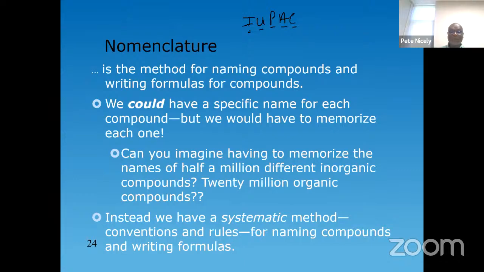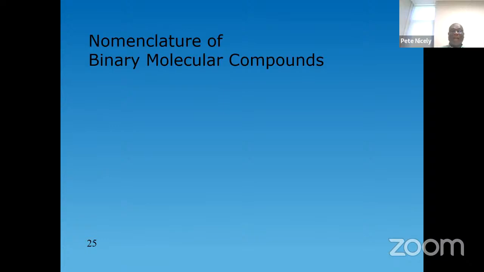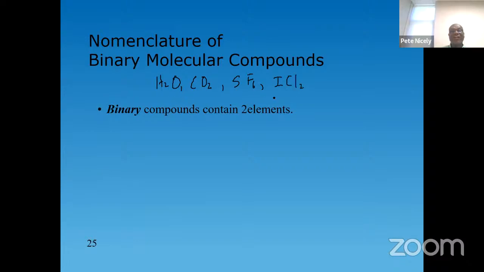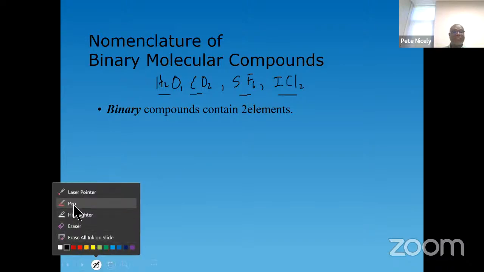So if you know the formulas of the compounds based on these rules, you can determine the name and vice versa. What we're going to look at is how we name what we call binary molecular compounds, which are compounds that contain only 2 elements. Some examples are H2O, CO2, SF6, ICl2. These are all binary molecular compounds because in each case, they're made up of 2 elements. The number of atoms of each element may vary, but there are only 2 elements present per molecule of each compound.